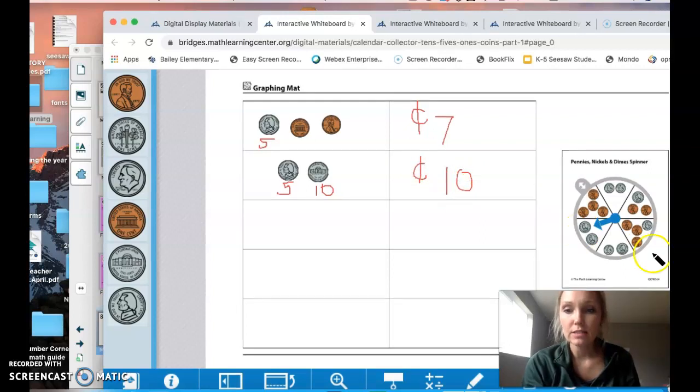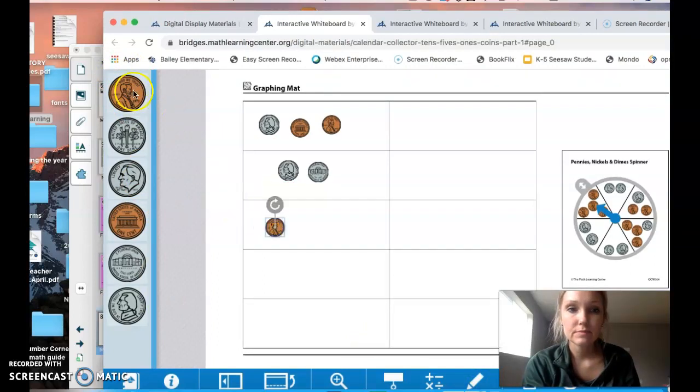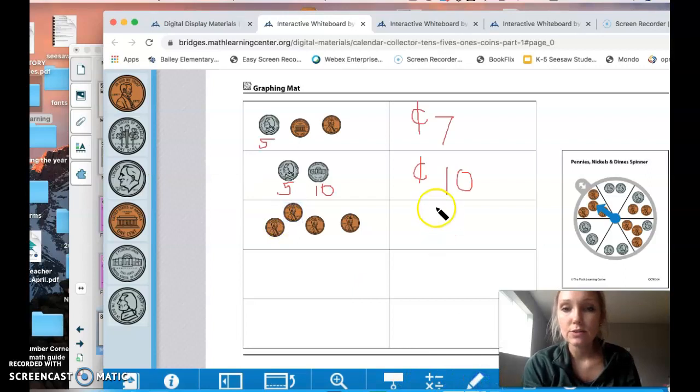All right, we're going to practice one more spin. And this time we have 4 pennies, which should be pretty easy for us to count because we know those are worth 4 cents. So we're going to do 4 cents.